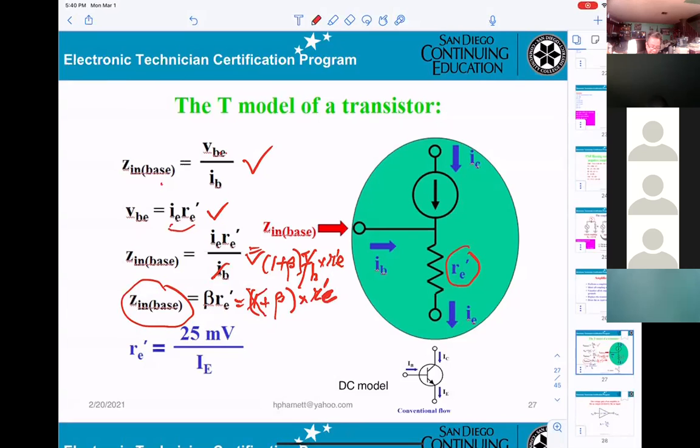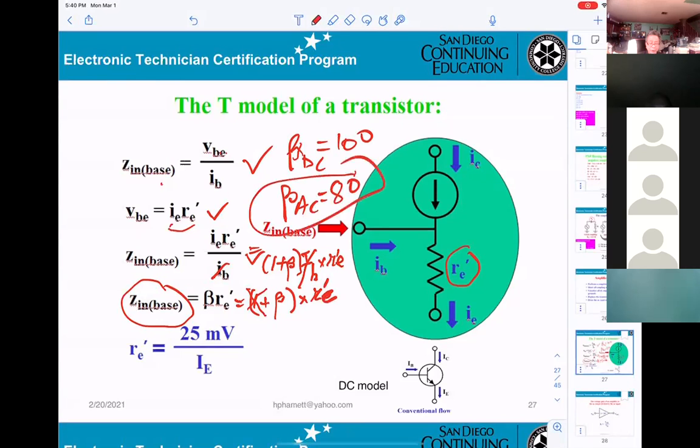They can give you a beta and say DC 100, and they can also give you a beta for AC of 80. Then if you want to calculate for AC, you use the beta for AC. If they have not given you this one, you use 100.